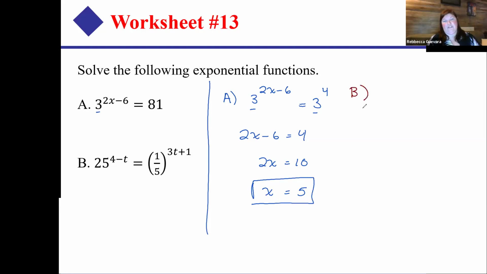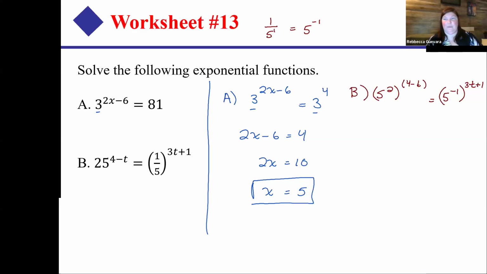So B was a little more extra work. So we got 25 here and we got 1/5. What we can do with 25 is just 5 squared. So we can say that's just 5 squared to the power of 4 - t. And because we've got 1/5, we can change that to a positive power: that is 5 to the negative 1. So we can change the other side to 5 to the negative 1, and that's all raised to the power of 3t + 1.